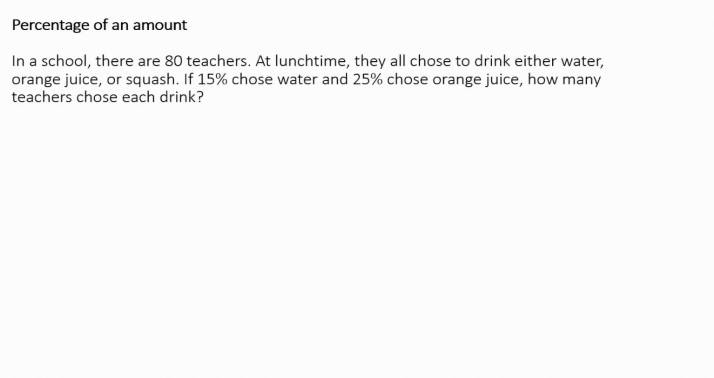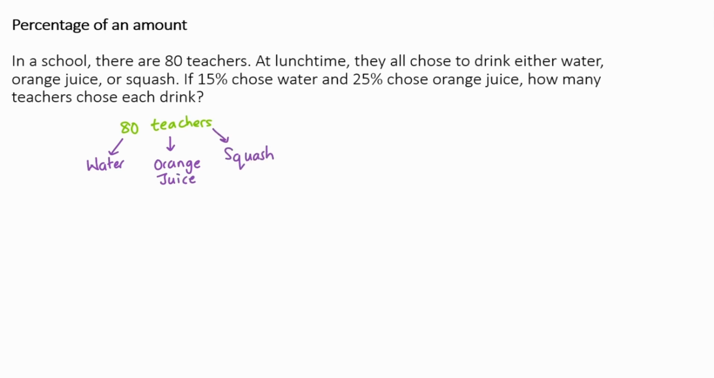So in this word problem, it says in a school there are 80 teachers. At lunchtime, they all choose to drink either water, orange juice or squash. So we've got 80 teachers. They have 3 options for drinks, which is water, orange juice or squash.